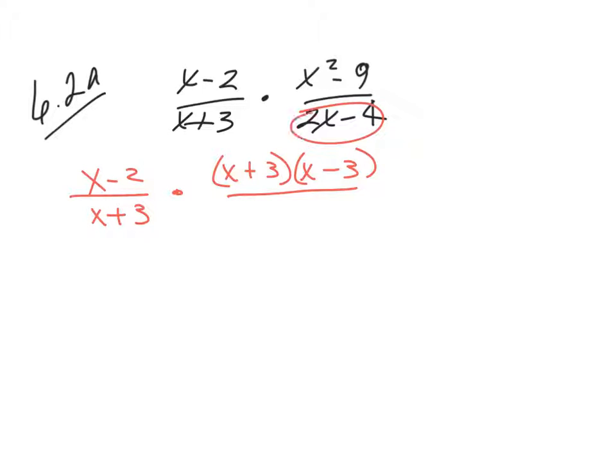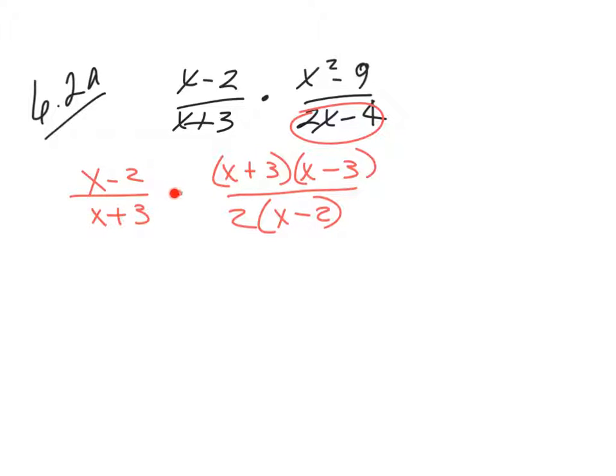Alright, and then we're going to look at the bottom. At the bottom there's no exponents, but there is a 2 in front of the x and there is a 4. So I can factor out the 2 and be left with x minus 2. Alright, once that is done, then I can start going across my multiplication signs. One of the nice things about this multiplication sign here is that we can go across multiplication signs. I can see an x minus 2 here and cancel it with this x minus 2 here.